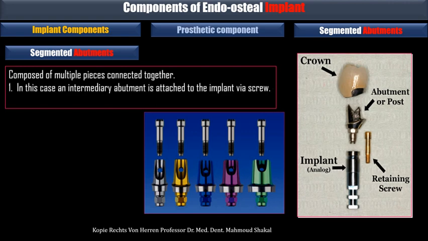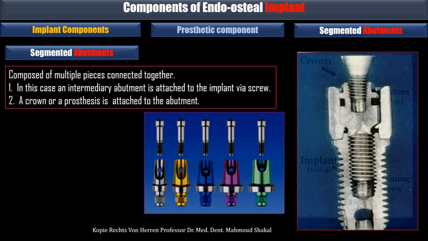In this case, an intermediate abutment is attached to the implant via a screw. A crown or a prosthesis is attached to the abutment either with a screw, as I said, or with cement. So in this condition, we have two screws, one attaching the abutment to the fixture, and there is another screw, this one here, attaching the crown to the abutment.